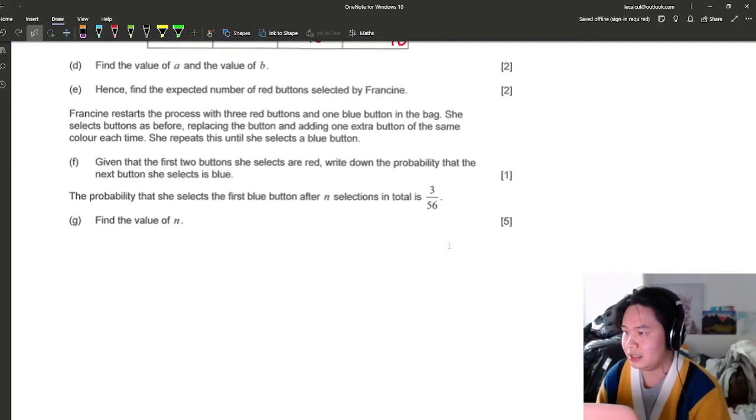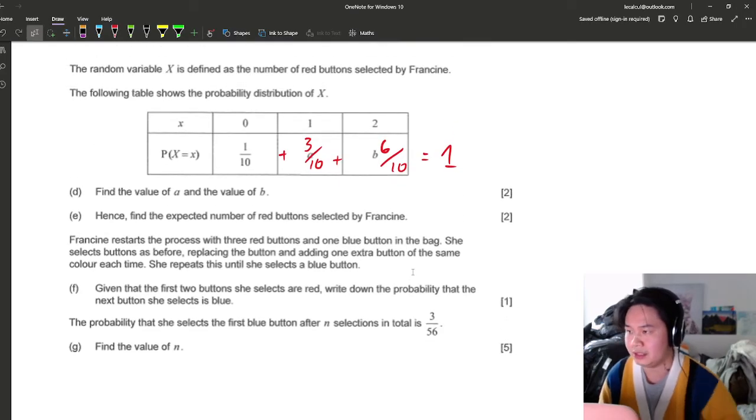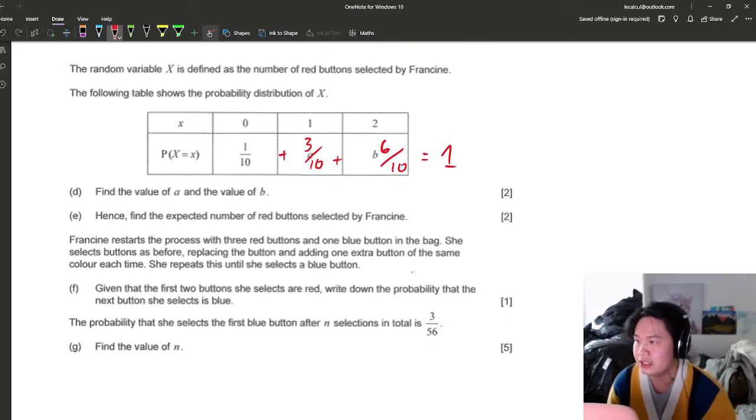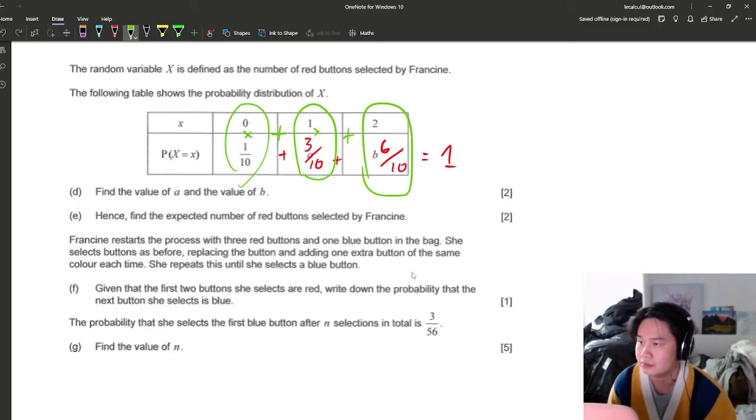And then we need to find the expected number of red buttons, so that's easy enough to do. You just multiply your x with your p, and then you add these up. Times. Okay, so what is this?